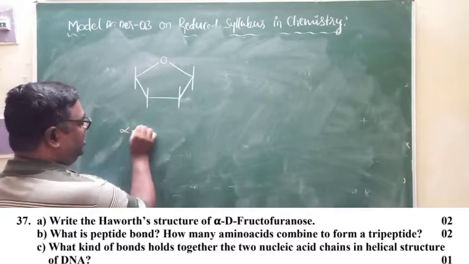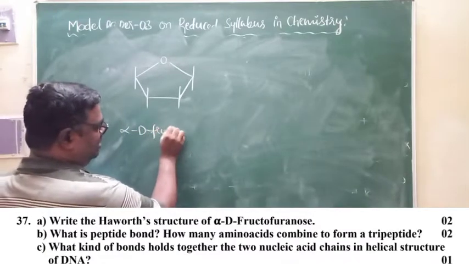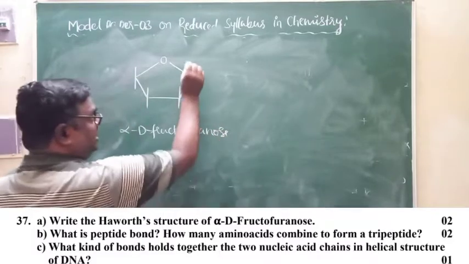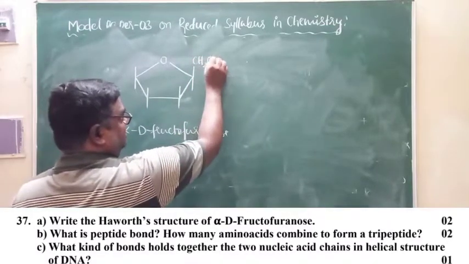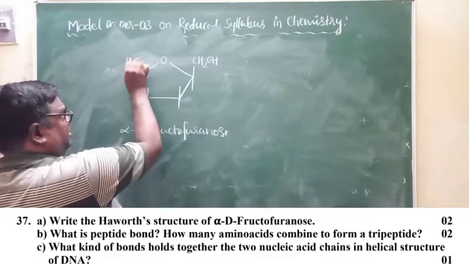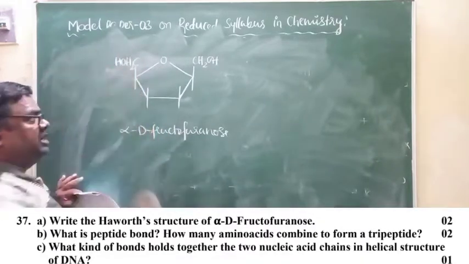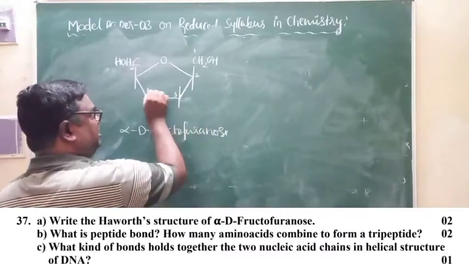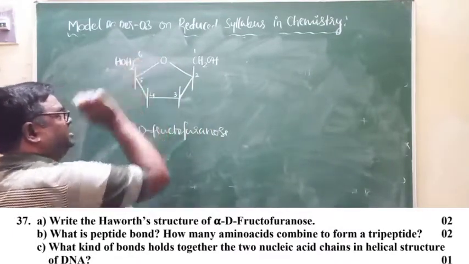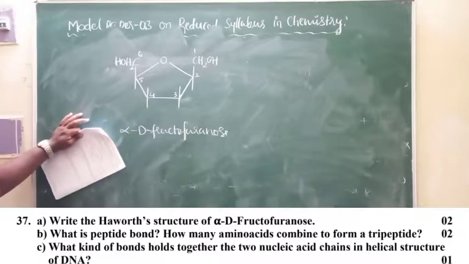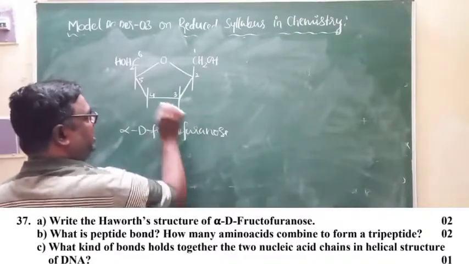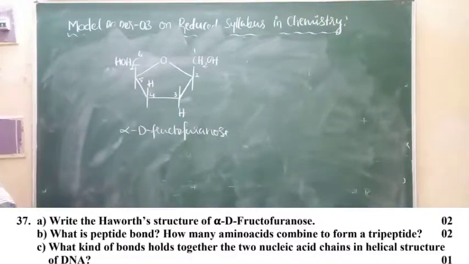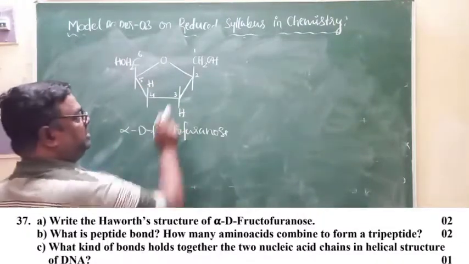Now, to write alpha D fructofuranose, look here. Write CH2OH on one side, cis to each other. This is number 1, number 2, number 3, number 4, number 5, number 6. Write this first. After writing this, at positions 2, 3, 4 the groups are trans to each other. H opposite, CH2OH same, it will be the same.